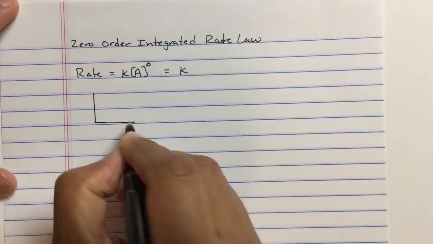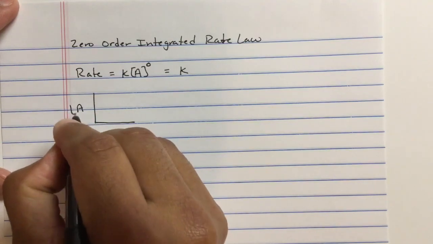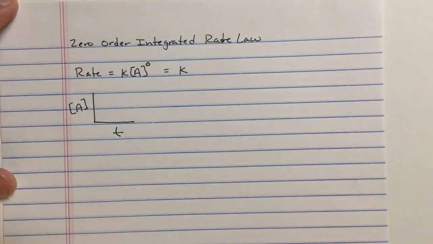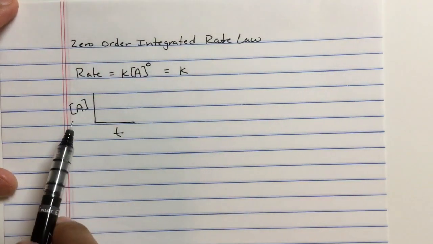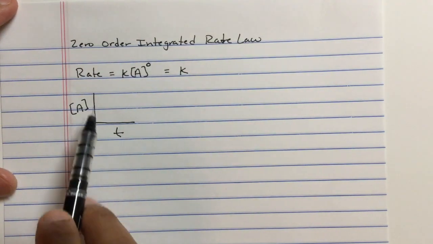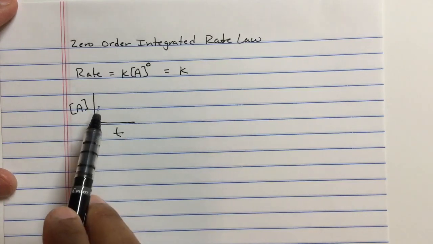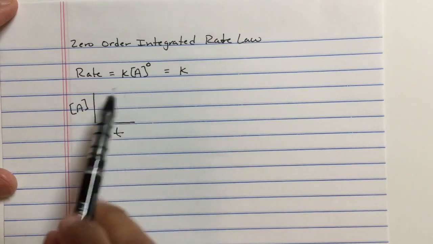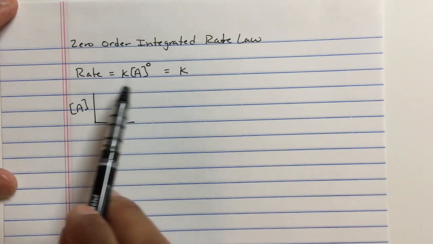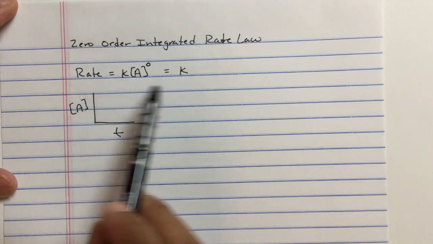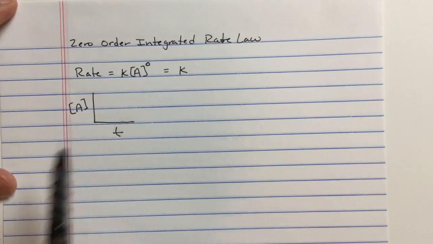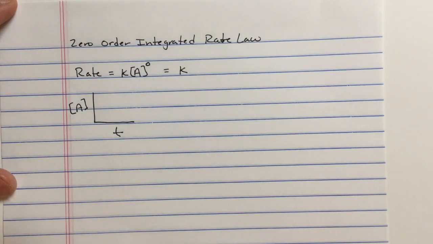just plot a graph here of concentration versus time. Now, usually these reactants decay exponentially. There's a curve in here. Well, if you look at the rate law, the rate of decay or the rate of dissociation or reaction is just equal to a constant. That means at every time interval, you're losing the same amount.